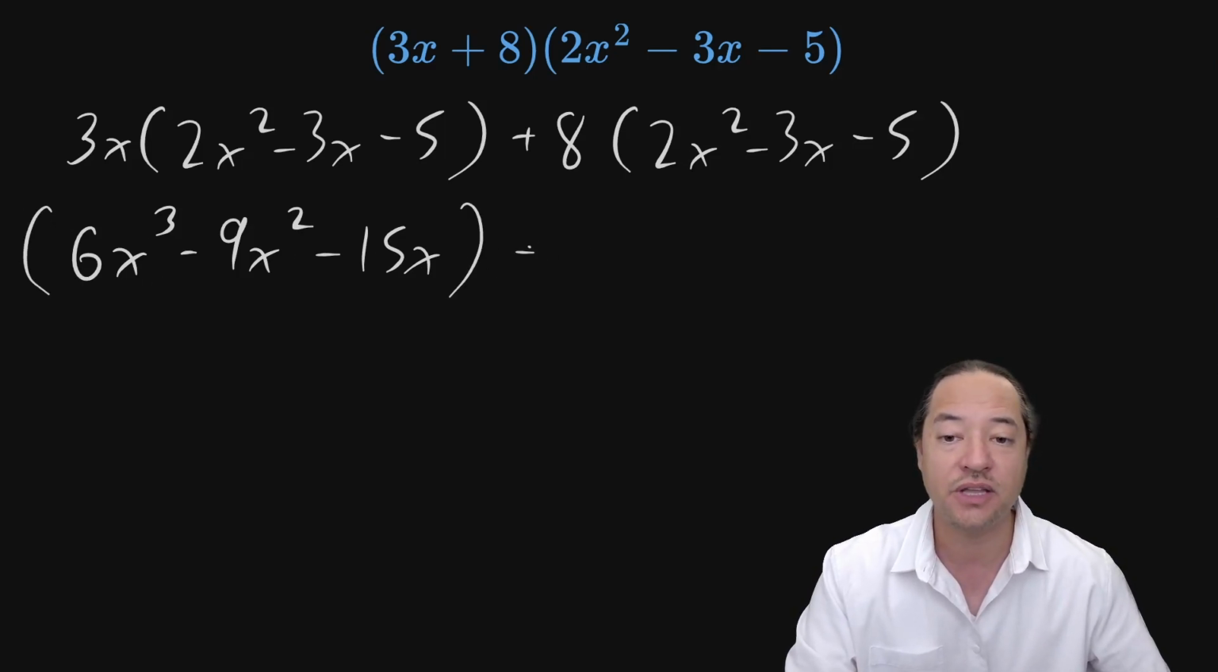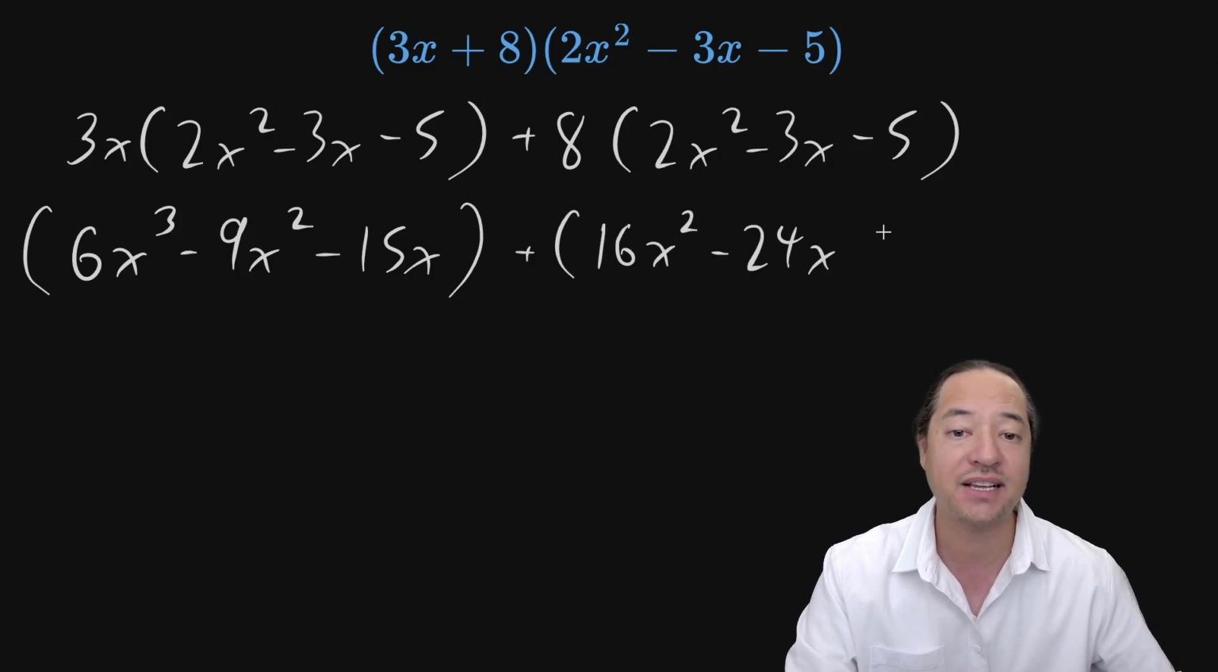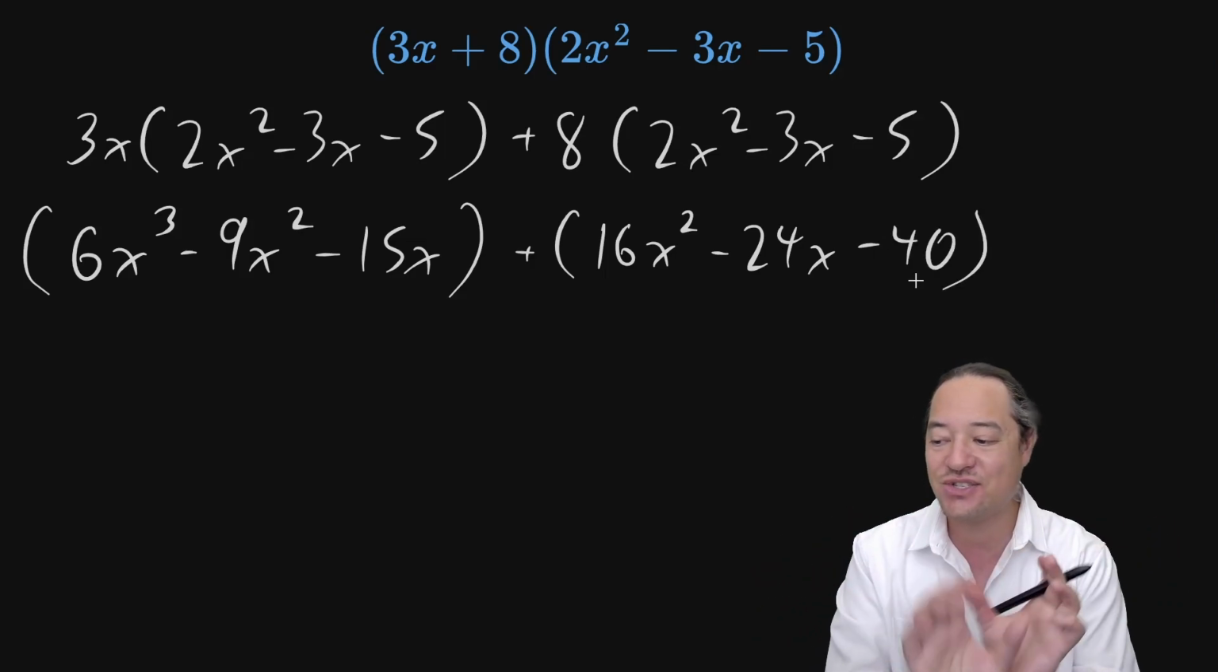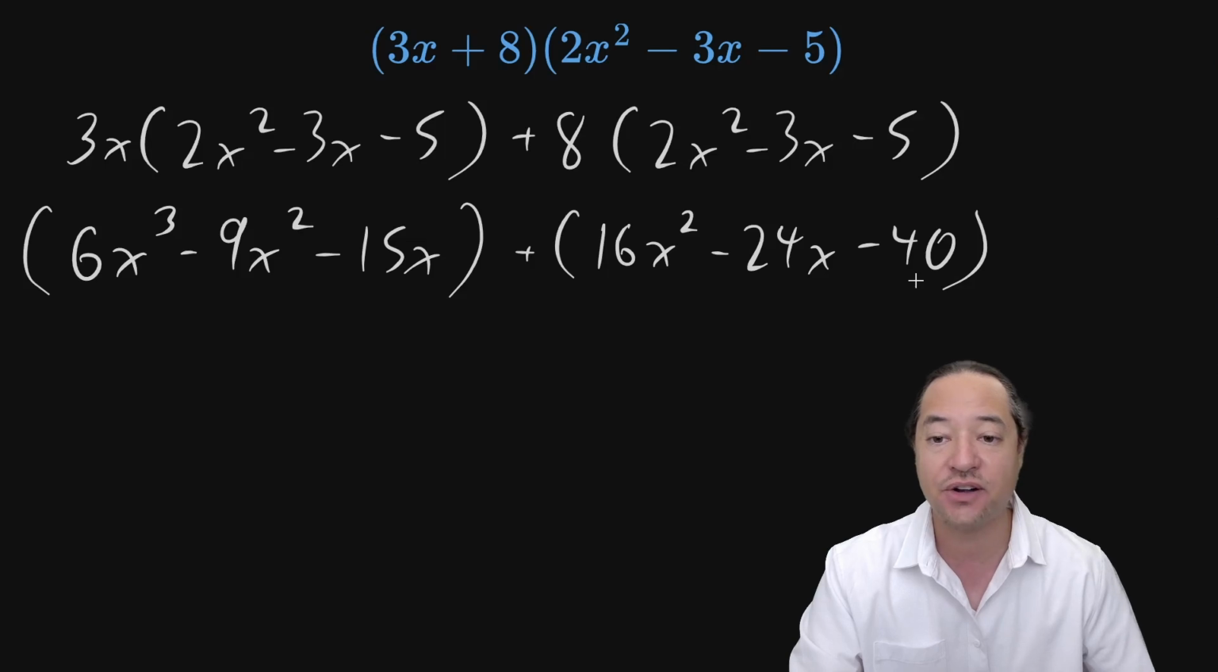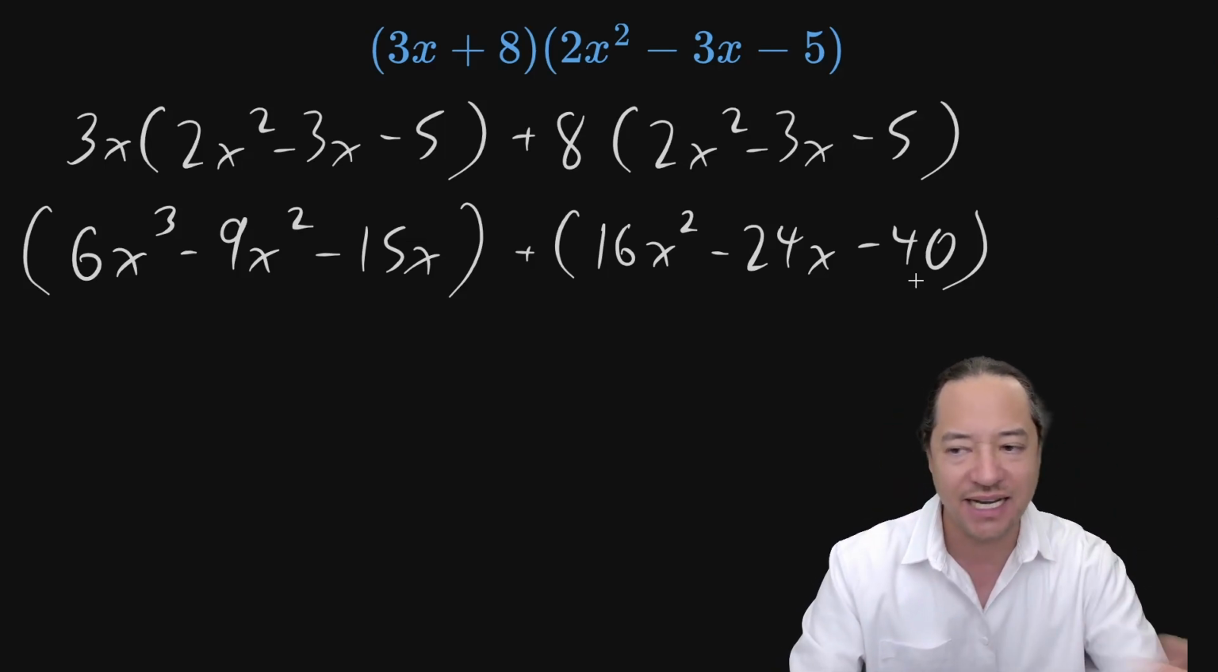And that's essentially one polynomial, and then we're going to add that with another: 8 times 2x squared. That'll be a 16x squared. Here we'll have a minus 24x, and finally a minus 40. And now we have to add these two polynomials together. I'm going to use the vertical method. I kind of prefer that.